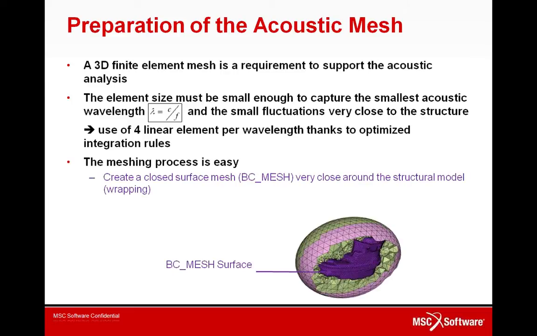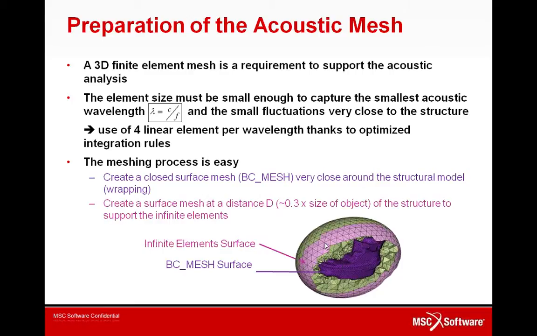The meshing process is easy and is always similar. First, you will need to create a closed surface around the structure, and this surface will be used to project the vibration results, and this surface is called the BC mesh surface. Then you will create another surface mesh at some distance from the structure, and this surface will support the definition of the infinite elements, and that's what we call the infinite element surface. And then the last step will be to create the 3D elements in between by doing an automatic 3D tetra mesh in between.